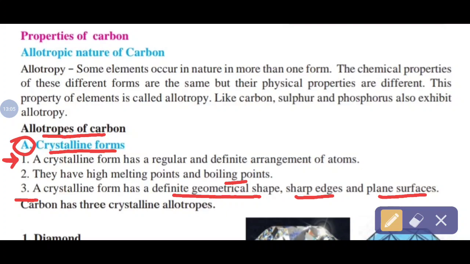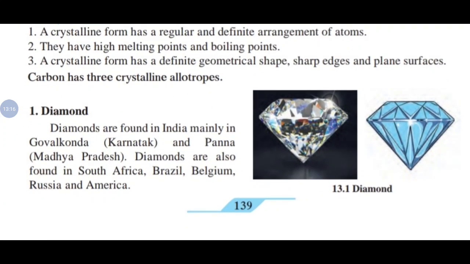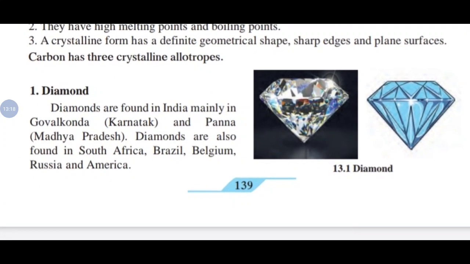Now carbon has 3 crystalline allotropes. How many crystalline allotropes of carbon? The answer is 3. Which are they? The first one is diamond. Already you learned the basic concepts about this in the previous standard. So the first one is a diamond.